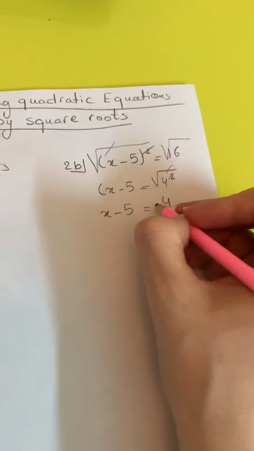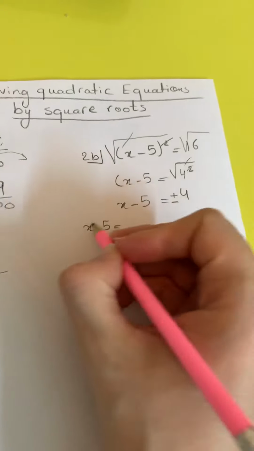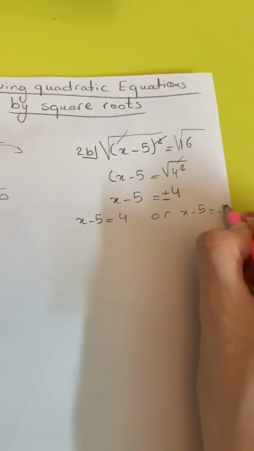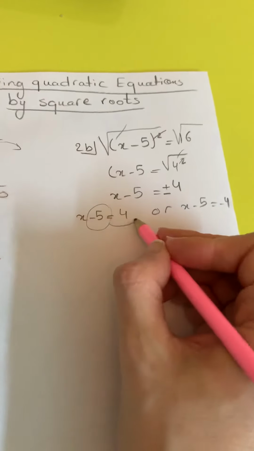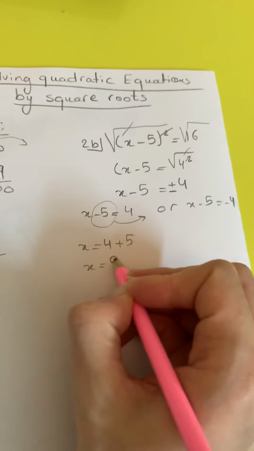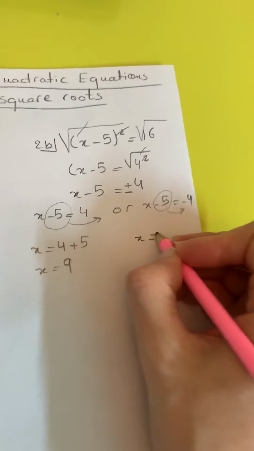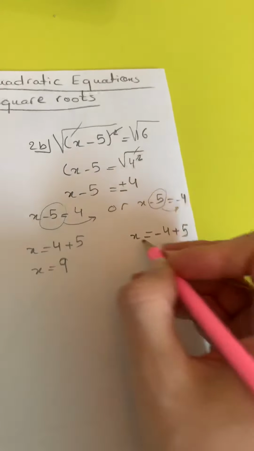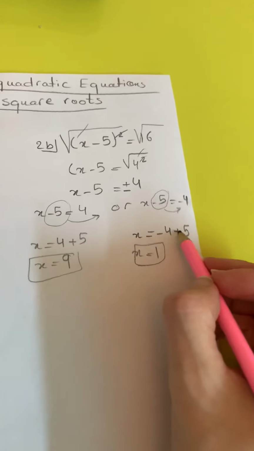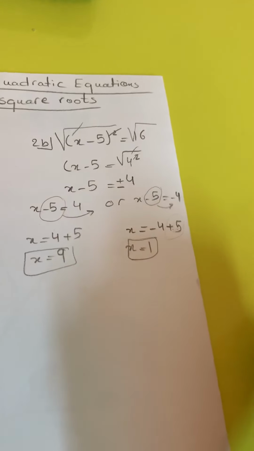Don't forget that we put plus or minus 4, and then we will solve each one aside. x minus 5 equal 4, or x minus 5 equal negative 4. You take this negative 5 to the side and it becomes 4 plus 5, which is 9. And here you take negative 5 to the side and it becomes x equal negative 4 plus 5, which is 1. Here, because I have different signs, you subtract and you put the sign of the biggest.